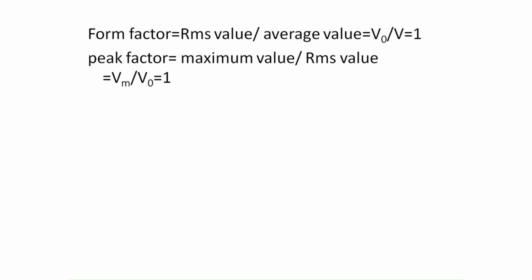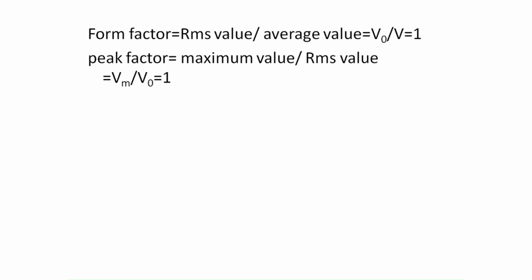We need to find the values of form factor and peak factor. The formula for form factor is RMS value by average value. Since the RMS value we obtained is V naught and the average value is also V naught, the form factor equals 1 for the given square waveform.